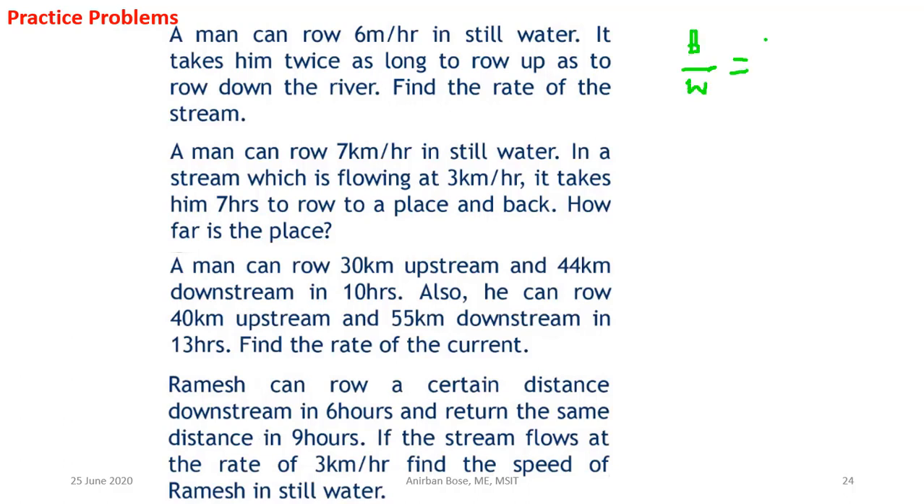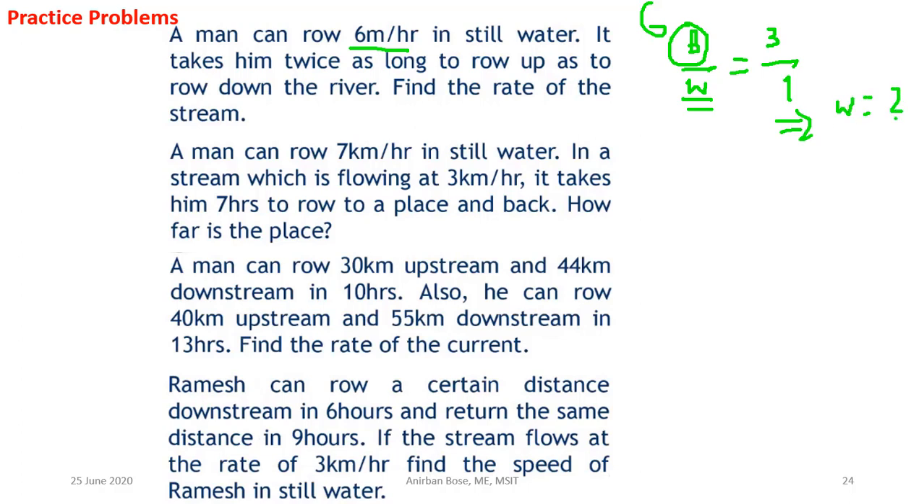What we found is that B plus W is 3 by 1. So it is given that in still water the velocity is 6. So B is given 6. If B is known, the question is what is W. So that is very simple. So W will be 2, right?